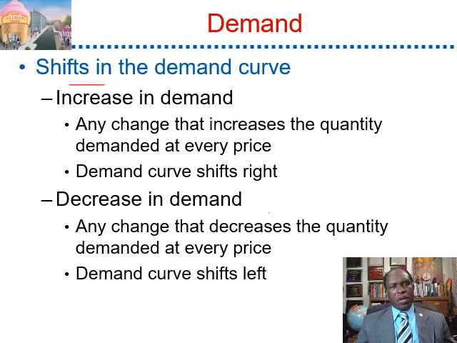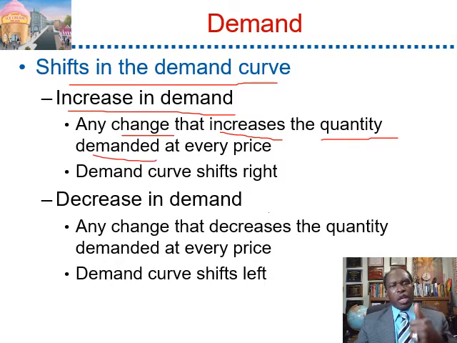Shift in the demand curve. There are two types of shift in the demand. The first one is called increase in the demand. For instance, if income increases or the number of buyers increases, demand will increase and shift to the right. So this means that any change that increases the quantity demanded at every price, the demand curve will shift to the right. This is known as a positive shift.